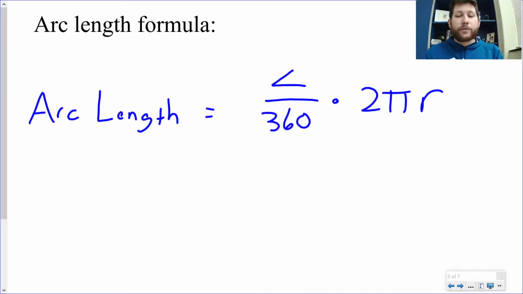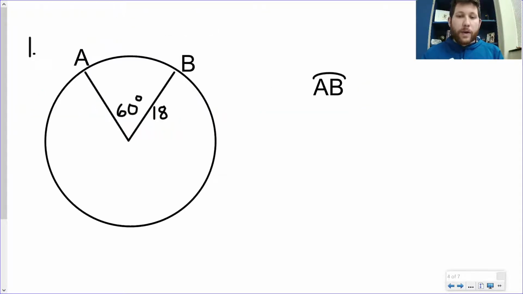Now, in this formula, normally we're going to plug in an angle and a radius, but we should be able to solve it if it has diameter. We could solve for the radius and then solve for that. Or if we're given the arc length, we can plug that in on the left side and then solve for either the radius or the angle given the other one. So let's go ahead and solve some basic problems here.